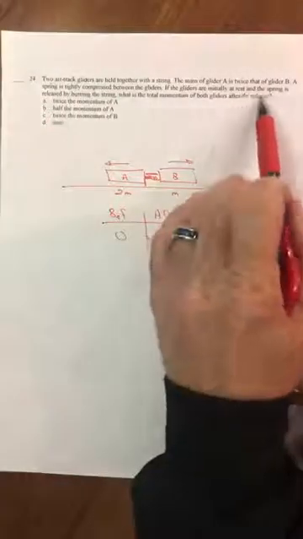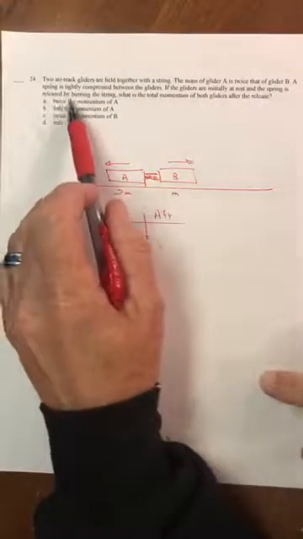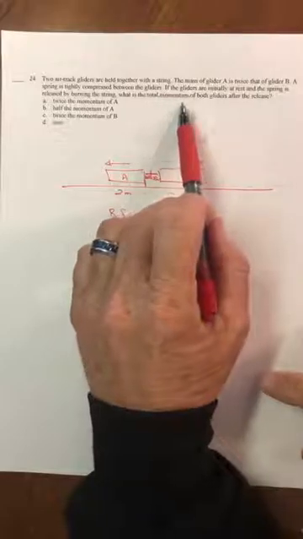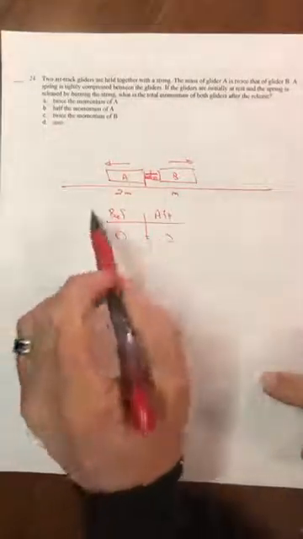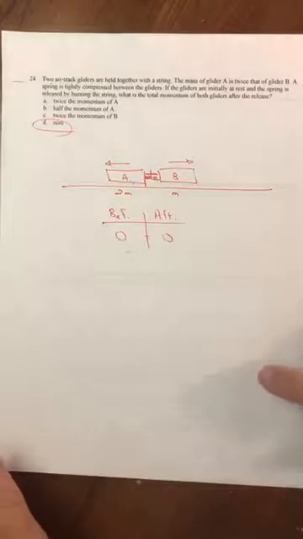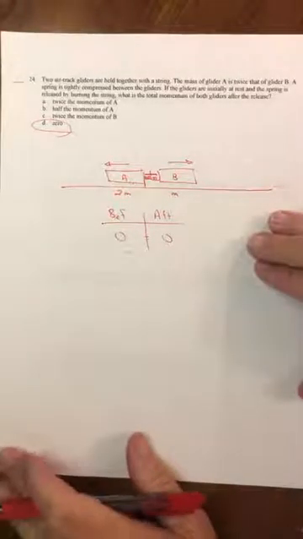So if the gliders are initially at rest, there it is, 0 momentum, and the spring is then released by burning the string, so we cut it, burn it, whatever, what is the total momentum of both the gliders? Well, it's got to be 0. This one would have a negative of whatever this one has positive, conservation of momentum. So no real calculations. We'll save those for the free response. But the correct answer there would be 0.